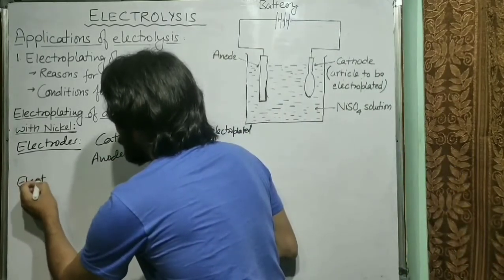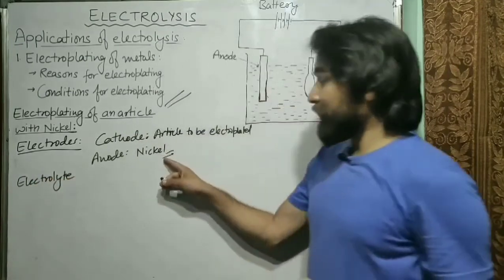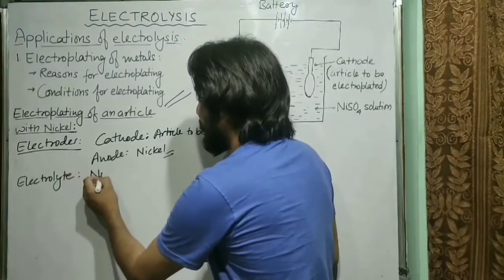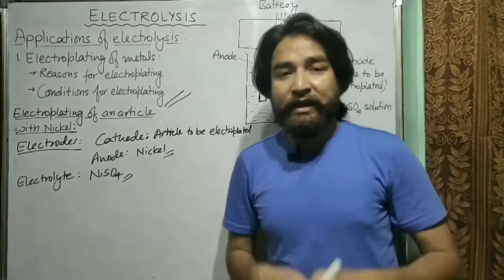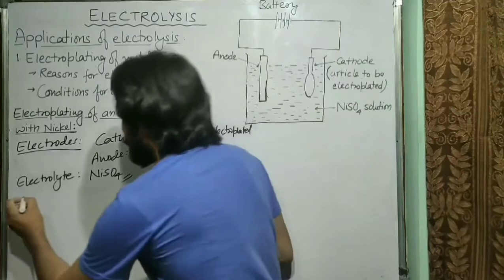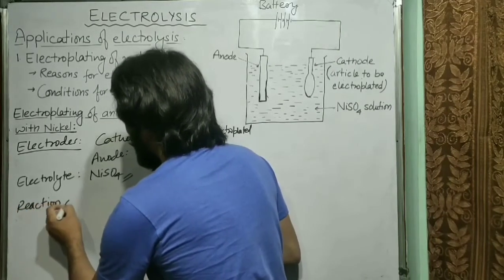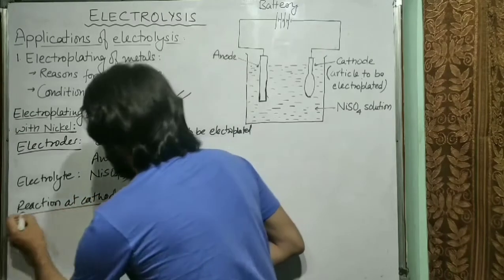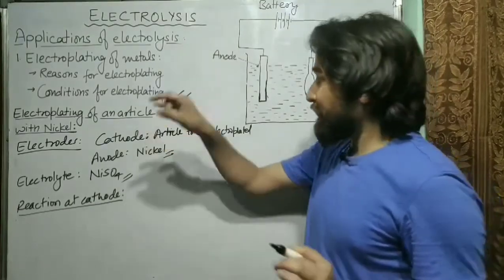So I told you that the electrolyte must contain a salt of nickel, the superior metal. So the electrolyte is NiSO4. We are using nickel sulfate as an electrolyte here. The next thing is the reaction at cathode. The reactions at cathode and anode are very easy in this process of electroplating.